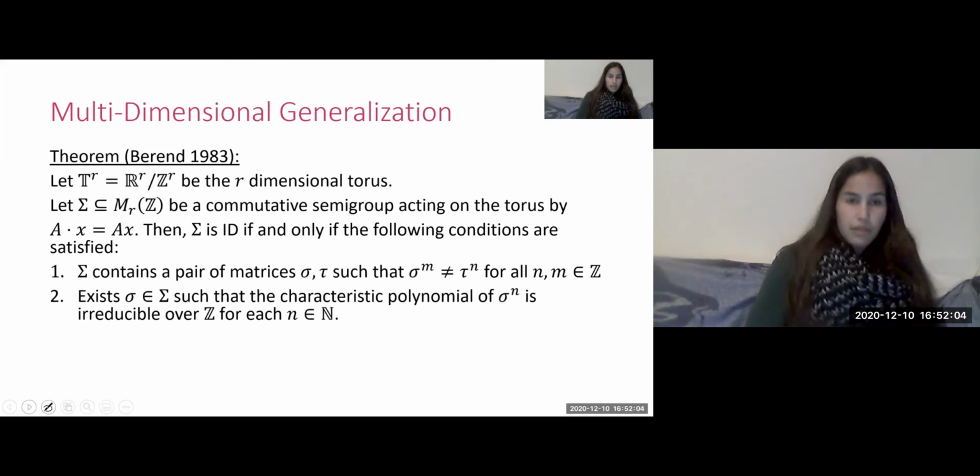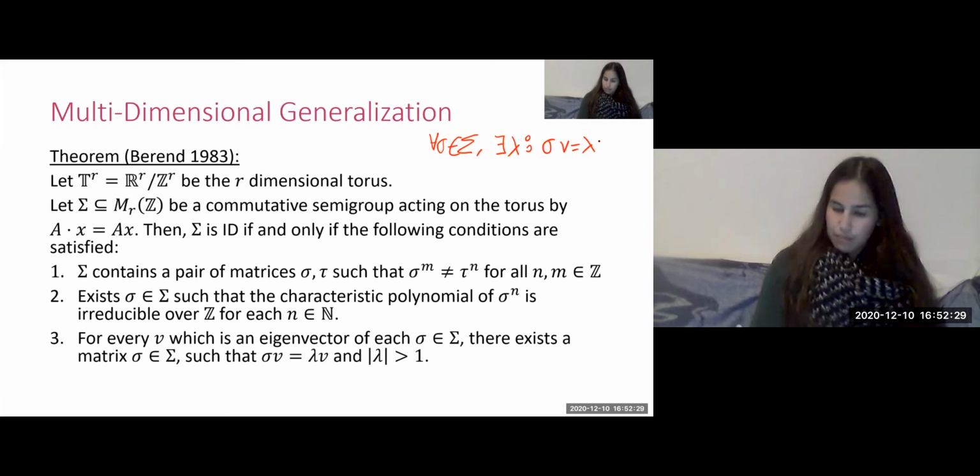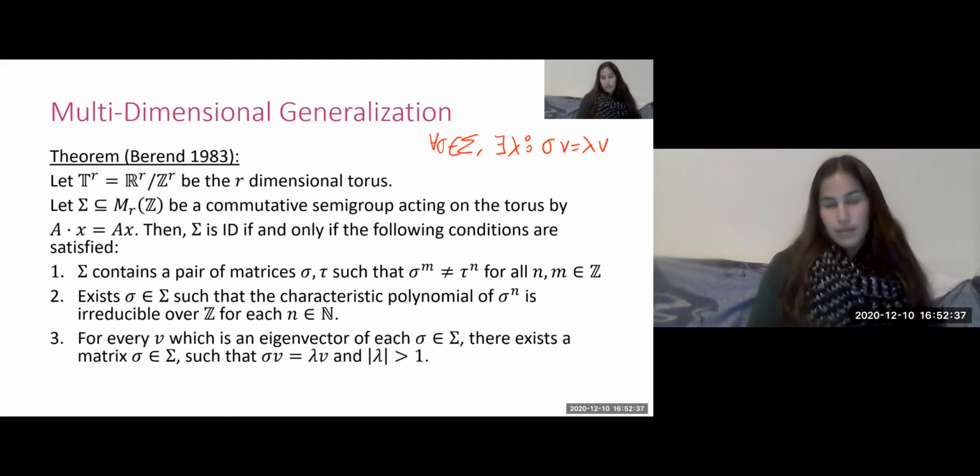And then we have a third condition, and you could think about this in a different way. For the third condition, we require that if V is an eigenvalue of every one of these sigmas, that is the following: for every sigma in Sigma, we have some lambda such that sigma V equals lambda V. If all of this happens, then there has to be some matrix sigma such that the lambda corresponding to sigma is greater than 1 in absolute value, when you look at it over C.